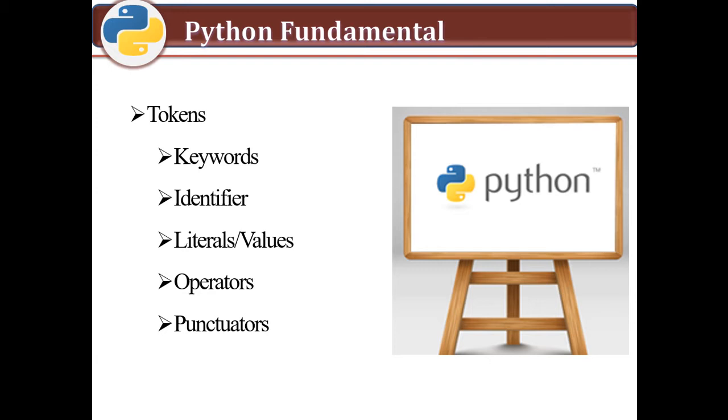Literals. Literals are the data items that have a fixed value. Python allows several kinds of literals. For example, string literals, numeric literals, boolean literals, special literals, and literal collections. So when we make a program, we will use these literals and explain them at that time.